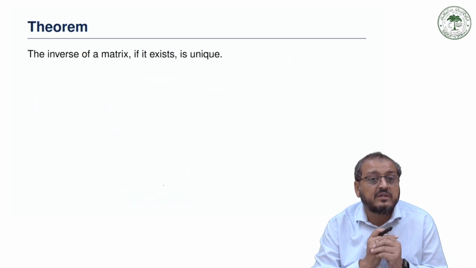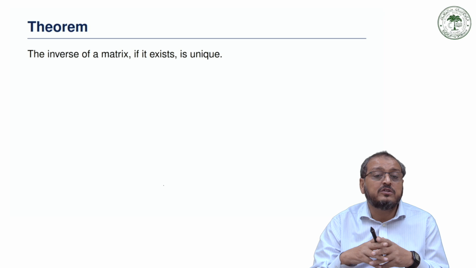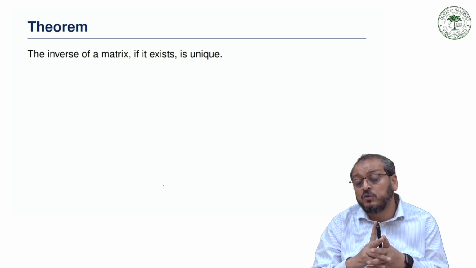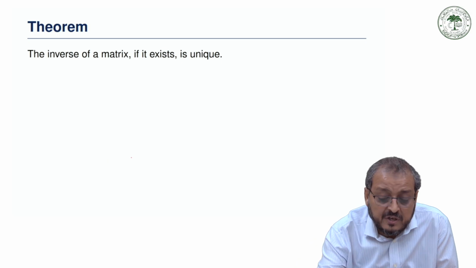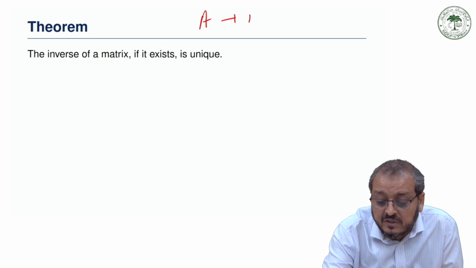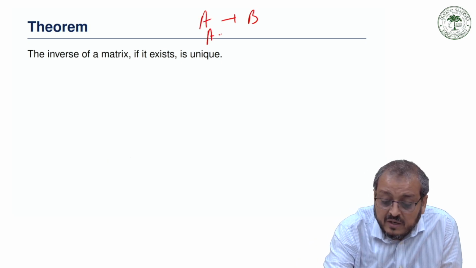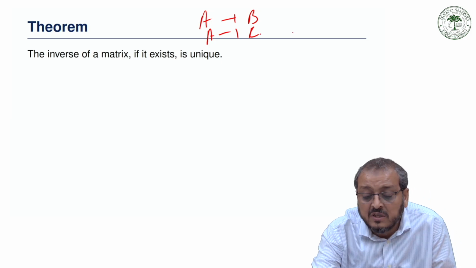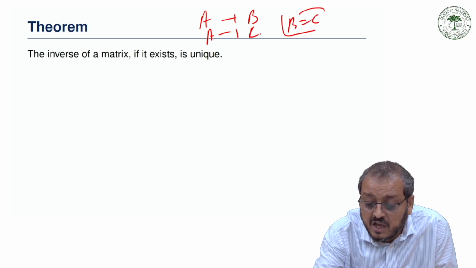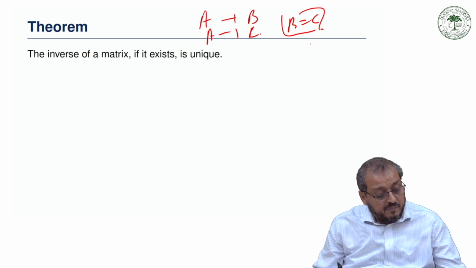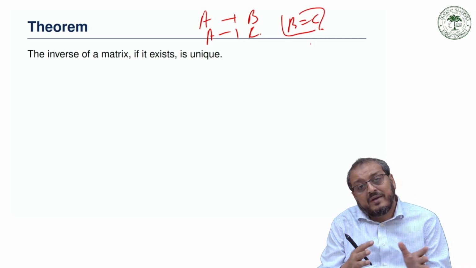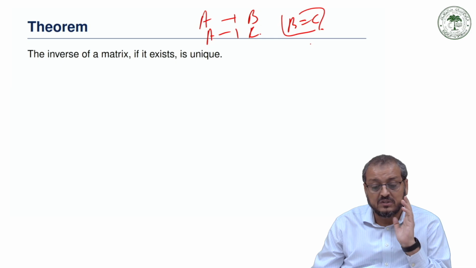Okay, so now there is a result. It says that the inverse of a matrix, if it exists, is unique. So if A is a matrix and B is the inverse of this A, suppose C is also an inverse, then we can show that B and C are the same if the inverse is unique. So by this property, let us prove this result.